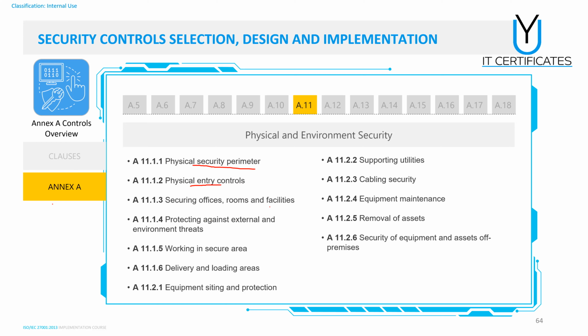Securing offices, rooms, and facilities. It's very important to provide security for the offices. One of the basic concepts of securing offices is that visitors are not allowed to be in the offices or the room locations. If you have any visitor, then this visitor will have to be in the reception, and there should be a sponsor who will come and meet them in the reception only. They are not allowed to go inside the location.